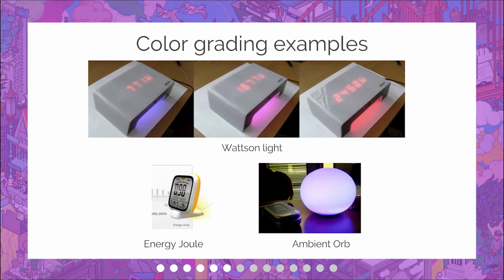Colour grading can even become high-tech. The top example is called the Watson light, which shows you a different LED style of light depending on how much energy you are using. It's the same kind of model that's used in the other example of the energy jewel or the ambient orb. They are always changing colour based on how much energy you are using.